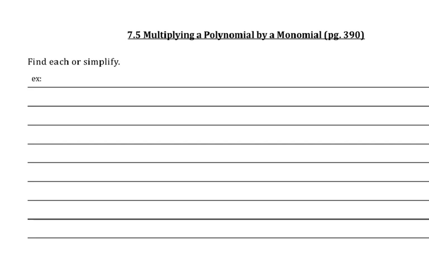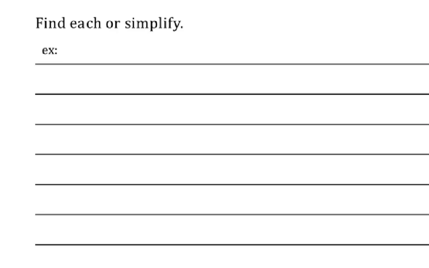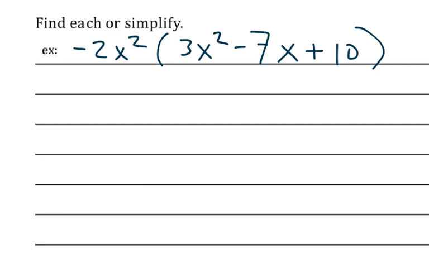7.5, multiplying a polynomial by a monomial. These notes are going to be pretty bare because the problems are all just basically distributing and doing stuff like that. So here I have a problem where it's negative 2x squared times the entire quantity of 3x squared minus 7x plus 10.